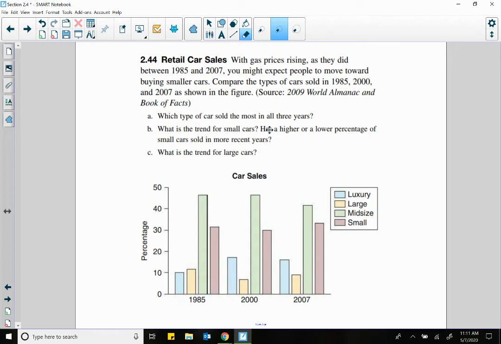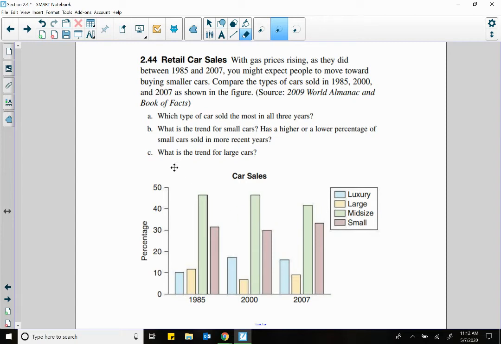So that's kind of the trend I see. Has a higher or lower percentage of smaller cars sold in more recent years? As it went towards 2000, it looks like it went down. As it went from 2000 to 2007, it looks like it went back up. I would say the percentage has gone a little bit higher, because this bar does look a little bit higher than what it is over here. So that's how I would answer that question.